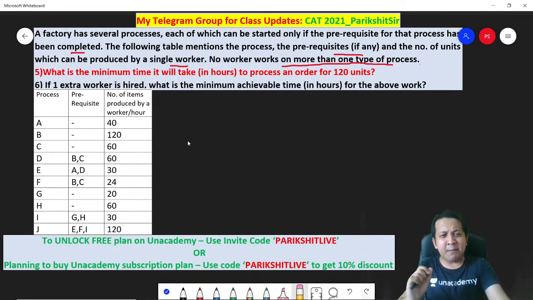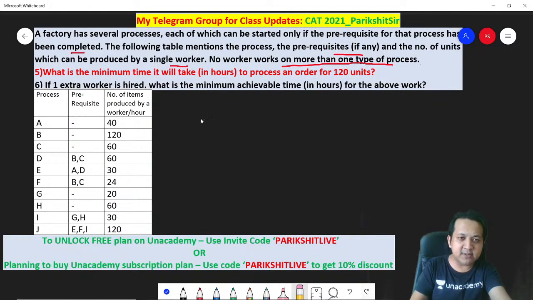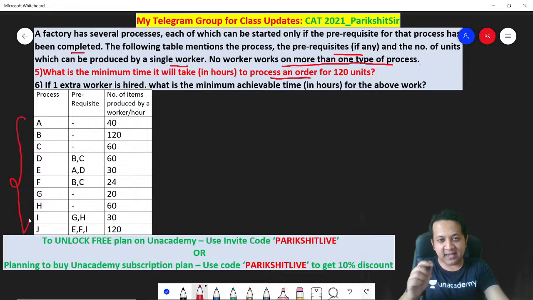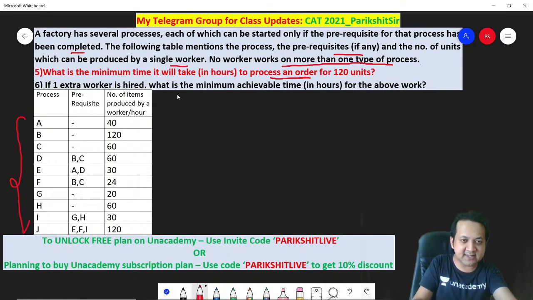What is the minimum time it will take to process an order for 120 units? Now remember, order means complete all the processes. So if all the processes A to J get completed, then you can say the order is complete. So all processes from A to J have to be completed.